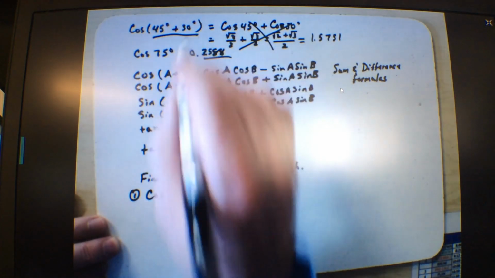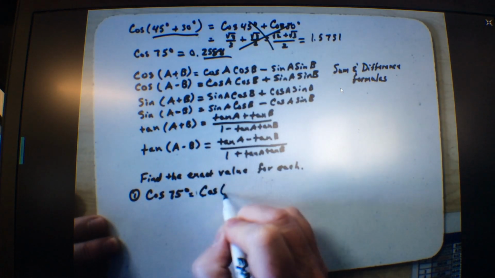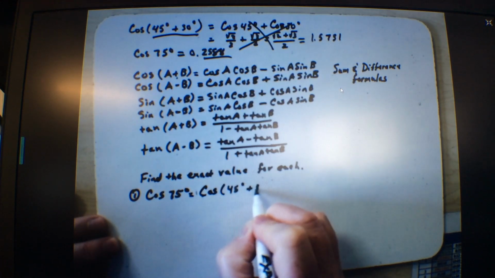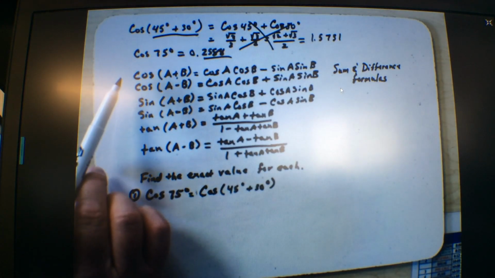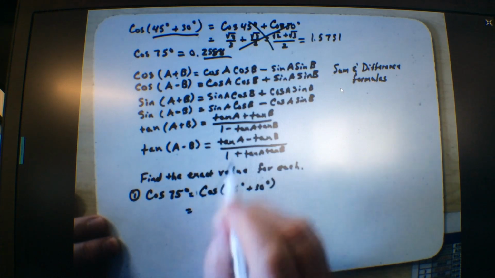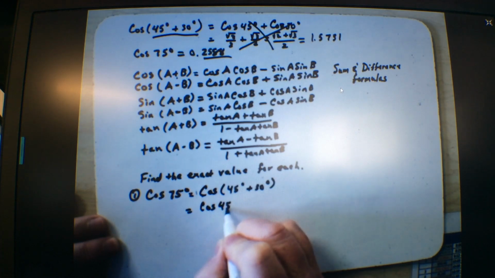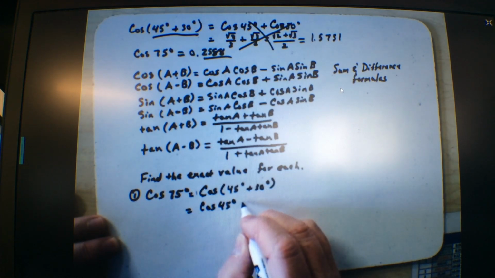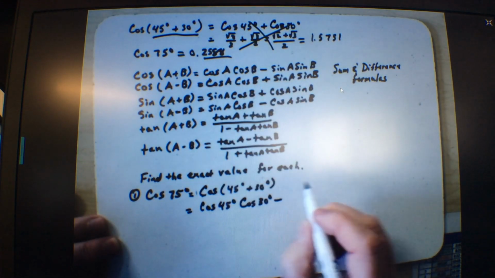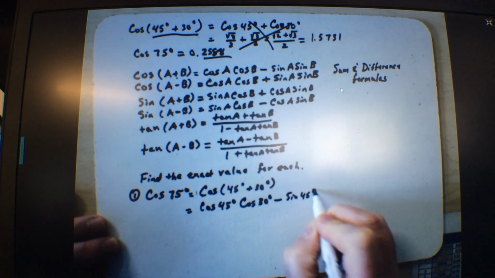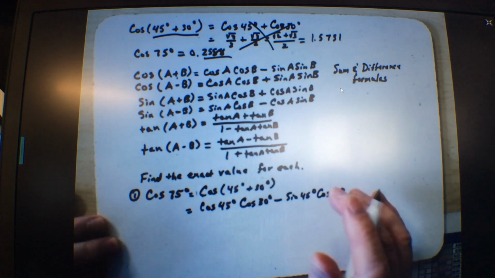And we already found that, didn't we? Right back up here. This equals the cosine of 45 degrees plus 30. So this is a plus, right? So I find the appropriate formula, which is cosine plus, and what I do is the cosine of 45 degrees times the cosine of 30 degrees. I'm just following the formula, right? And I subtract, because it's addition, the sine of 45 degrees and the sine of 30 degrees. Oops, that should be sine.